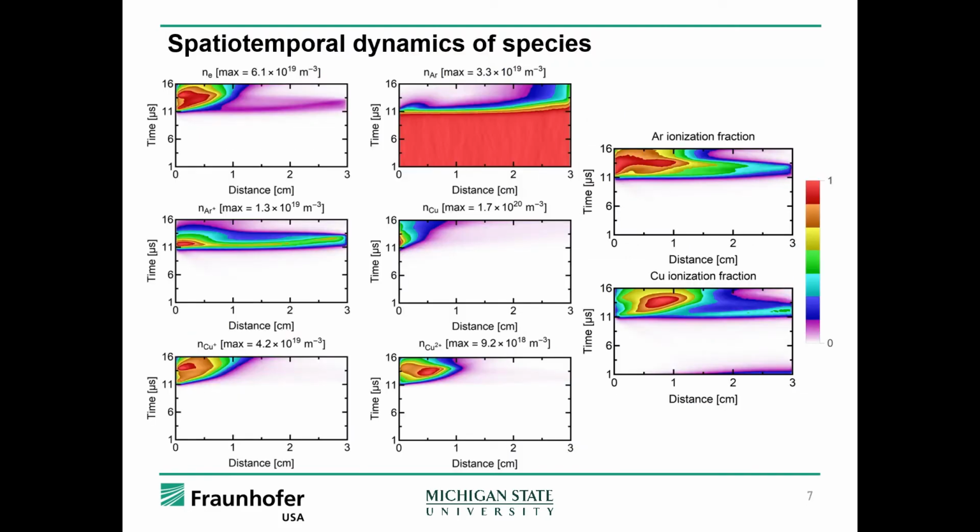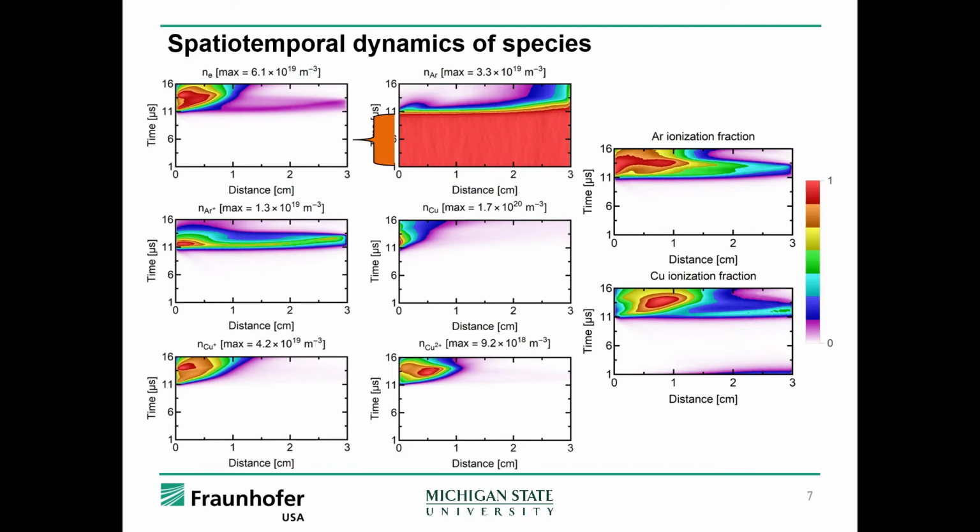Next, let's take a detailed look at the spatial-temporal evolution of each species during the HiPIMS discharge. As seen from the spatial-temporal profile of argon atoms, before about 10 microseconds, that is, when the discharge current is not yet very high, the dominant species in the discharge region is argon atom, which is the case of conventional magnetron discharge or conventional weakly ionized plasma.